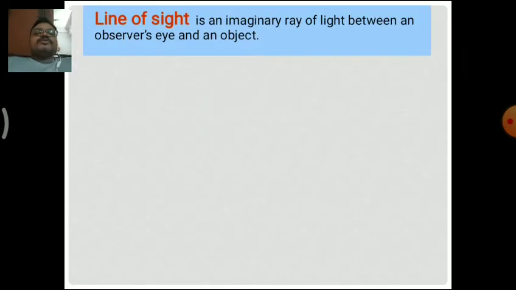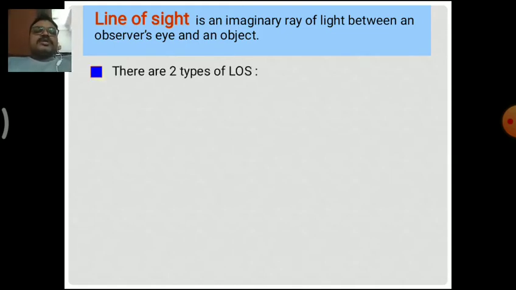First of all, we are going to discuss the line of sight. The line of sight is an imaginary ray of light between an observer's eye and an object. When we see a wall, or a clock which is fixed on a wall, this is the line of sight. By standing we have a line of sight, by sitting on a chair we have a line of sight. So there are different projections in the line of sight when we see the clock on a fixed wall.